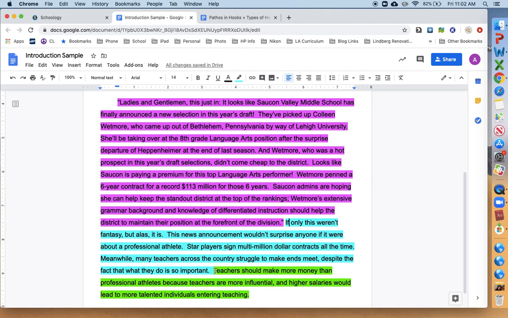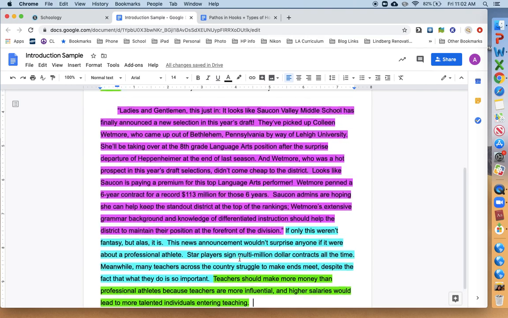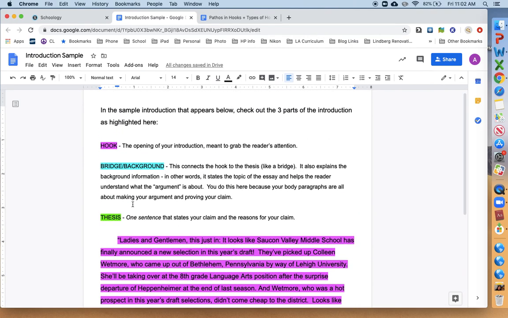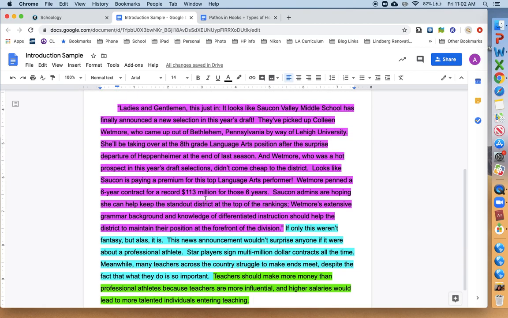And then my thesis down here, right? It has my claim, which is teachers should make more money than professional athletes. And then I put my two reasons in. Because teachers are more influential, and second, higher salaries would lead to more talented individuals entering teaching. Okay, so intro has hook, the bridge or background, and thesis. You can see the bridge kind of joins this hook to the thesis statement. It connects them. All right.